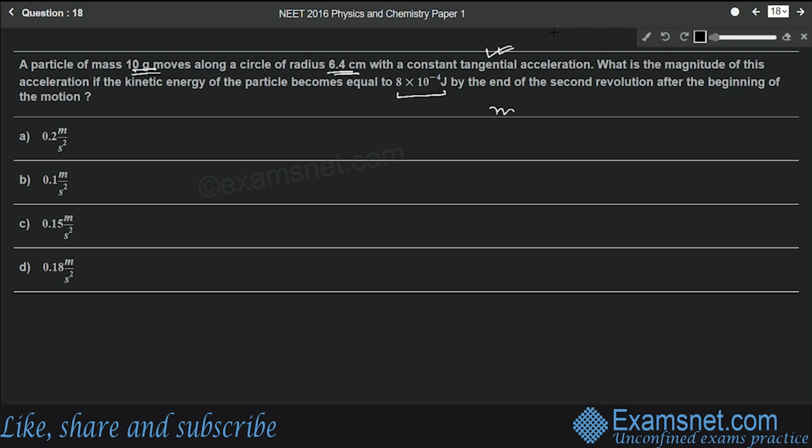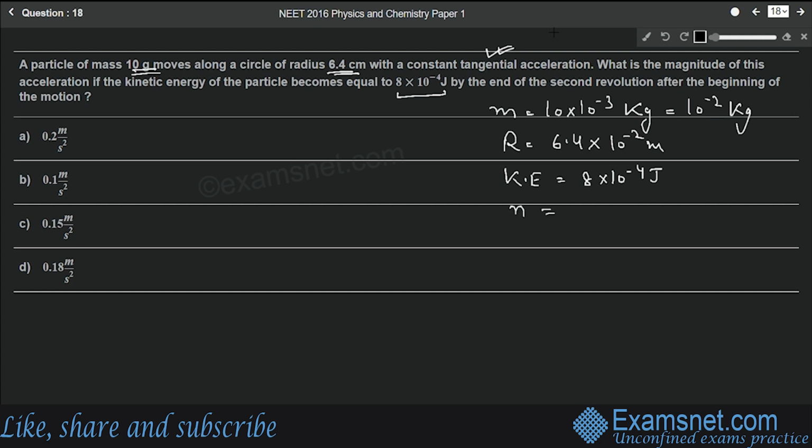Okay. So mass is given as 10 grams. That means 10 into 10 to the power minus 3 kg, or we can write 10 to the power minus 2 kg. Now this particle is moving along a circle of radius 6.4 centimeter. So radius is 6.4 centimeter or 6.4 into 10 to the power minus 2 meter. Okay, with a constant tangential acceleration, and we have to find the magnitude of that acceleration if kinetic energy becomes 8 into 10 to the power minus 4 joule by the end of second revolution. So the number of revolutions n is given as 2.